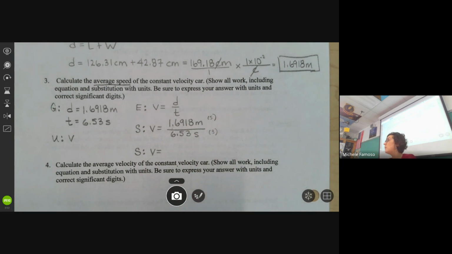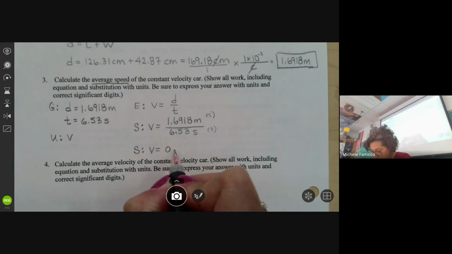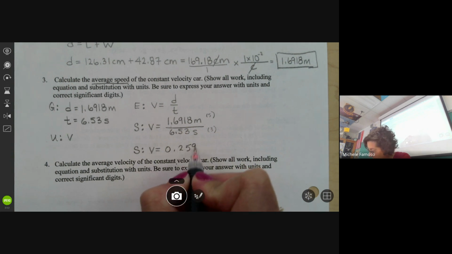You have to use your values to figure out how many sig figs you're going to get. And then, of course, I'll ask you to check your answer with your partners to make sure you all agree on what the answer is for your group.